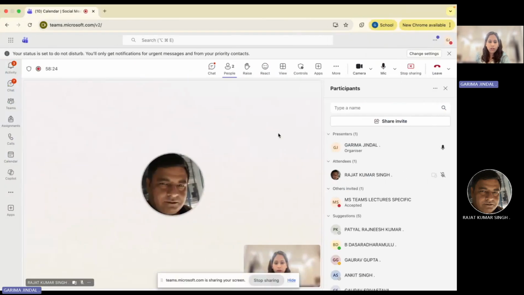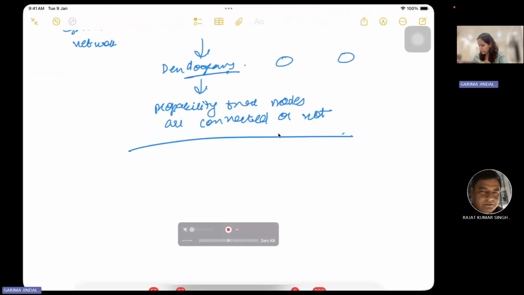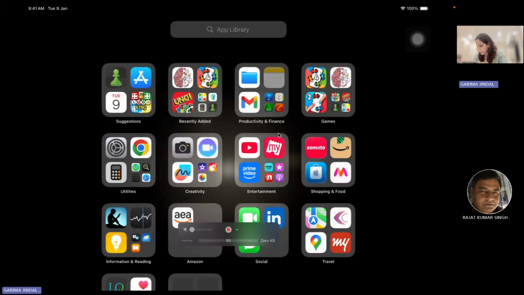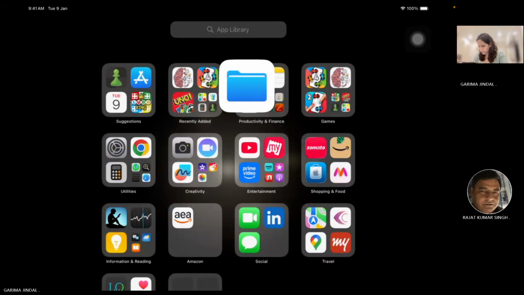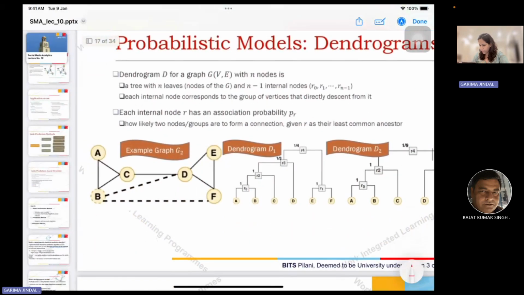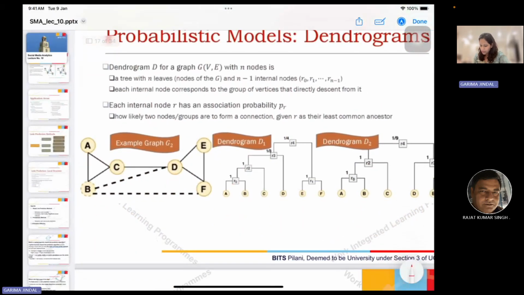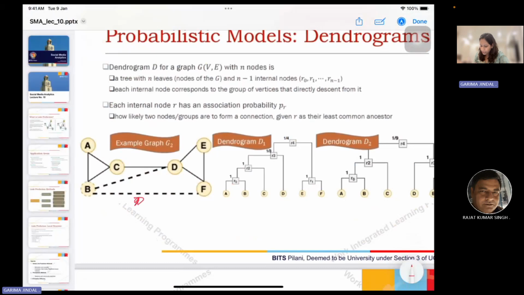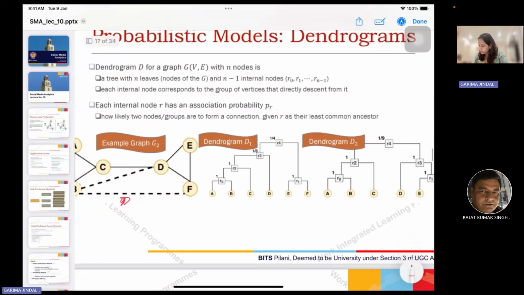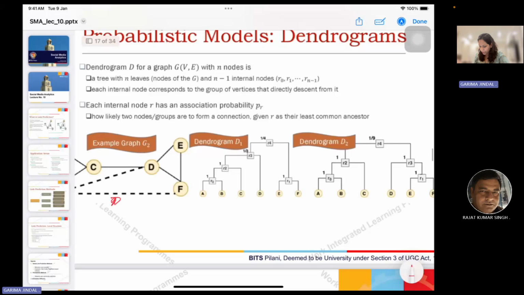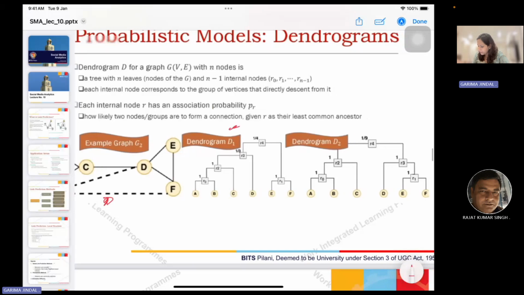Now let me show you what dendrograms are. Suppose this was the network. You can construct these types of dendrograms. This is dendrogram number one, and this is dendrogram number two. For a given network, you can have many different types of dendrograms, and you can construct all of them.